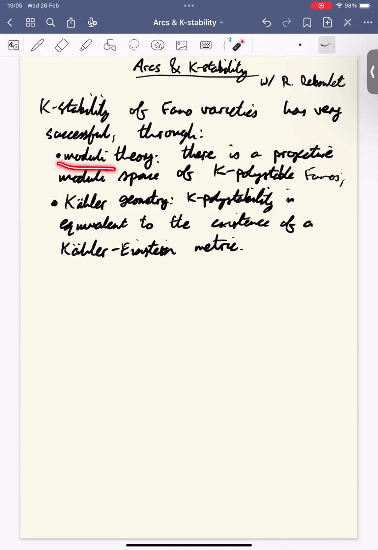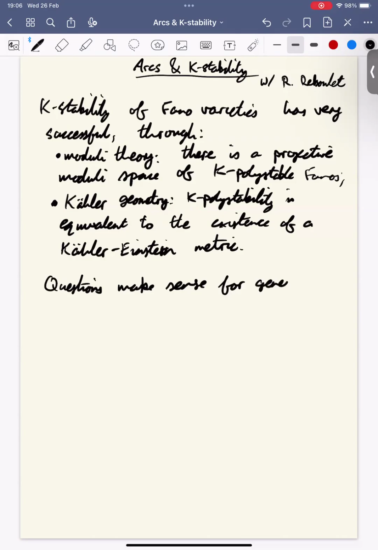So both of these questions make sense, at least in general, namely, can we construct moduli of K polystable varieties in higher dimensions that are not Fano, but come with a polarization? And can we connect K polystability to Kähler geometry? So both of these are reasonable questions. Makes sense, except we just need to include a polarization. So questions make sense for general polarized varieties. So that just means pairs (X, L), where X is projective and L is ample. Ample line bundle or even Q line bundle if you prefer.